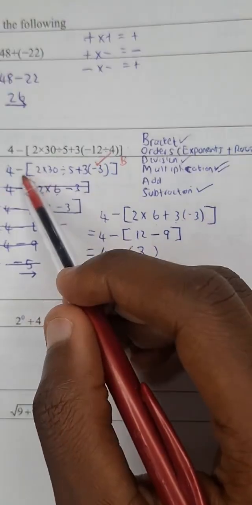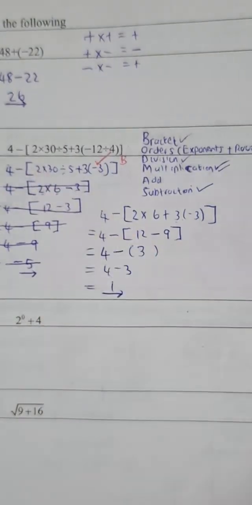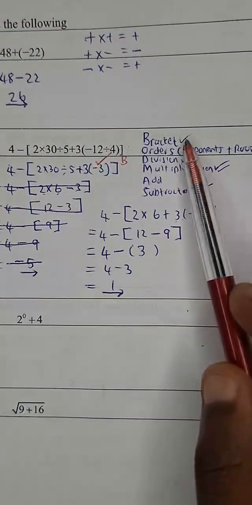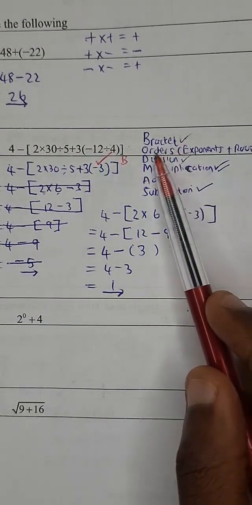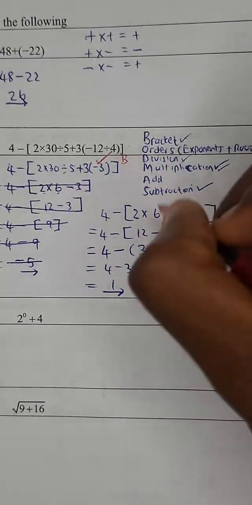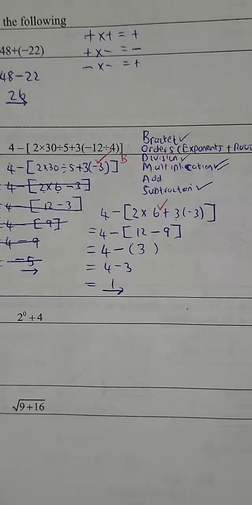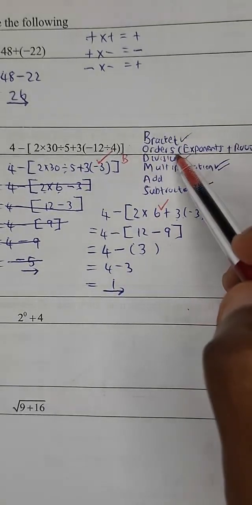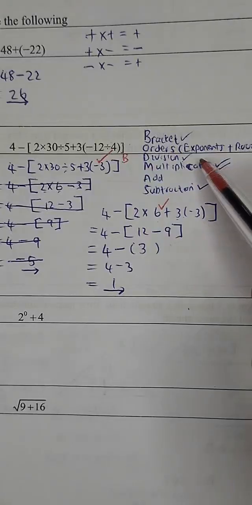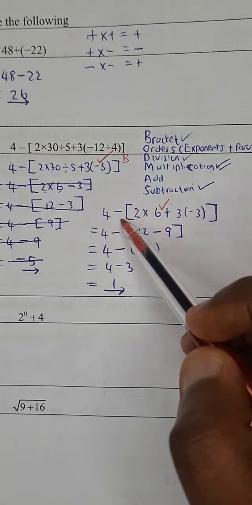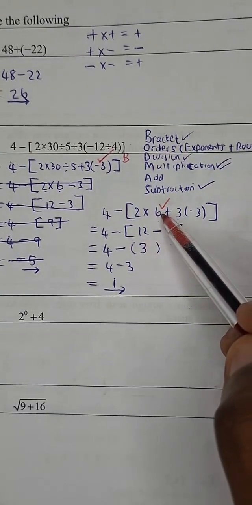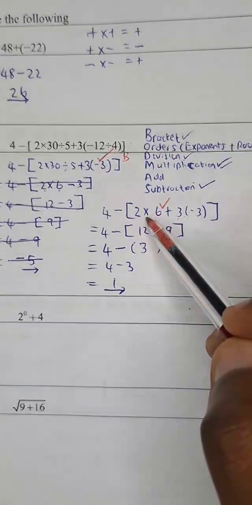4 minus bracket 2 times. Now there's a 30 divided by 5. We need to apply the division because it's the next thing that comes after your orders, division. So what's 30 divided by 5? We get 6. Tick. Division done. After division, what comes next? Multiplication. Where are the multiplications? Well, 4 minus, we have in brackets 2 times who? 6. So there's multiplication here.